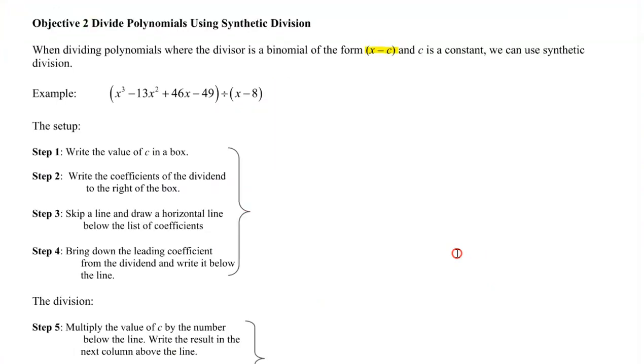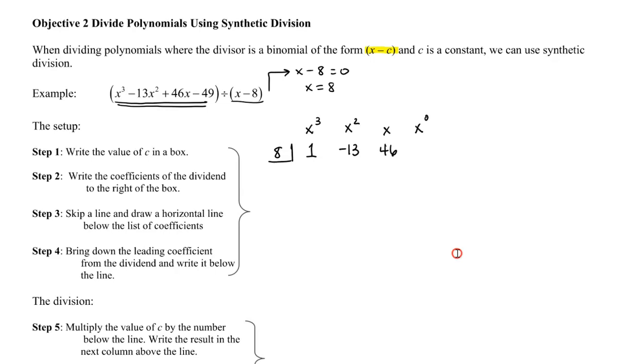To set up synthetic division, the first step is that you write the value of c in a box. To figure out what c is, you can always take whatever you are dividing by and set it equal to 0 and solve for x. And you can see that c is equal to 8. So I'm going to take 8 and I'm going to line it up in a box. Then I'm going to line up the coefficients of the dividend right next to the box. The dividend is right here, and the coefficients are: in front of x cubed is a 1, in front of x squared is a negative 13, in front of x is a 46, and in front of the term that has no x, x to the 0, is a negative 49.